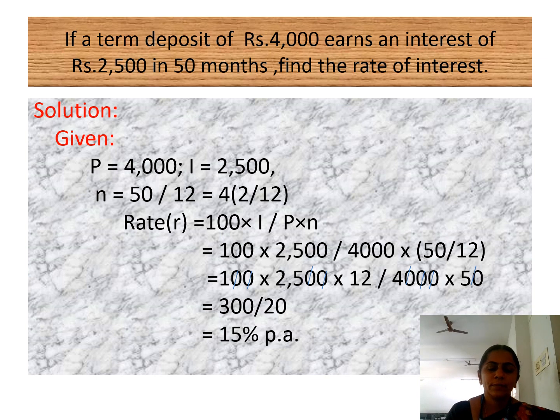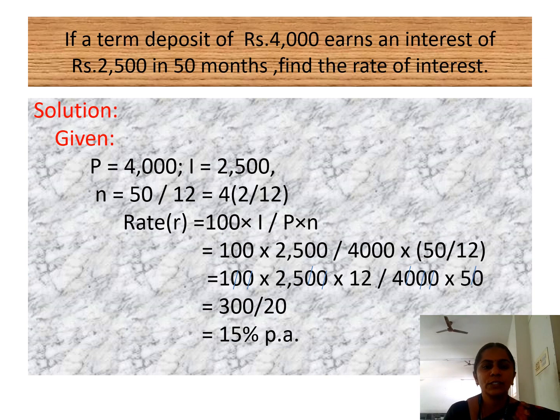So another problem: if a term deposit of rupees 4,000 earns an interest of rupees 2,500 in 50 months, find the rate of interest. So here the question is you have to find out the rate of interest. Given data is P is equal to 4,000 and I, the simple interest, is equal to 2,500 and N is equal to 50.